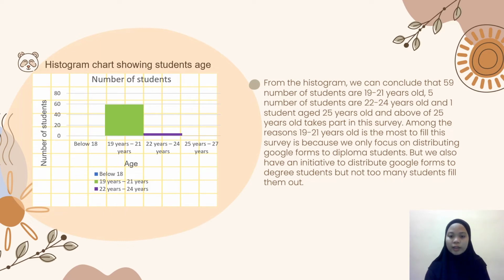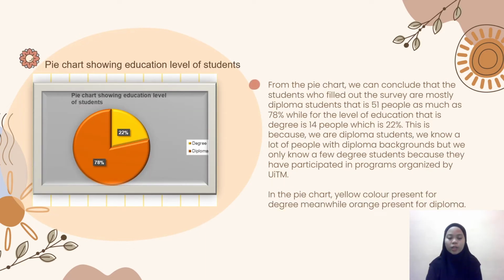Among the reasons, 19 until 21 years old is the most to fill this survey because we only focused on distributing the Google Form to diploma students, but we also took the initiative to distribute the Google Form to degree students, but not many students filled it out. In this histogram, blue represents below 18, light green represents 19 until 21 years, and purple represents 22 until 24 years.